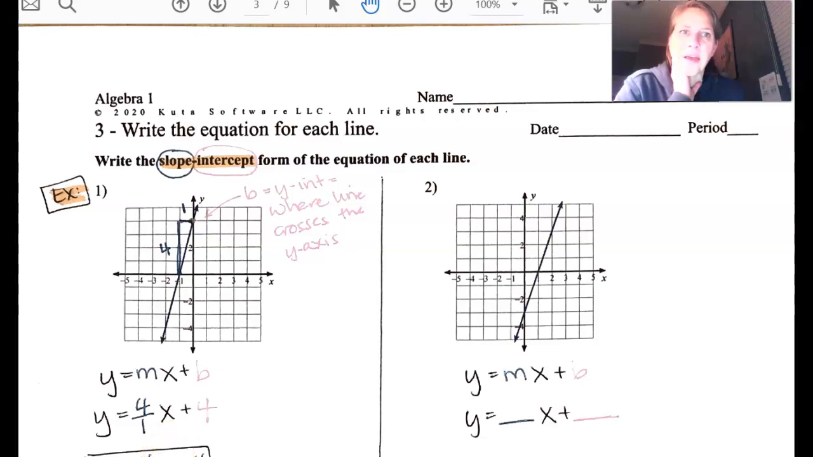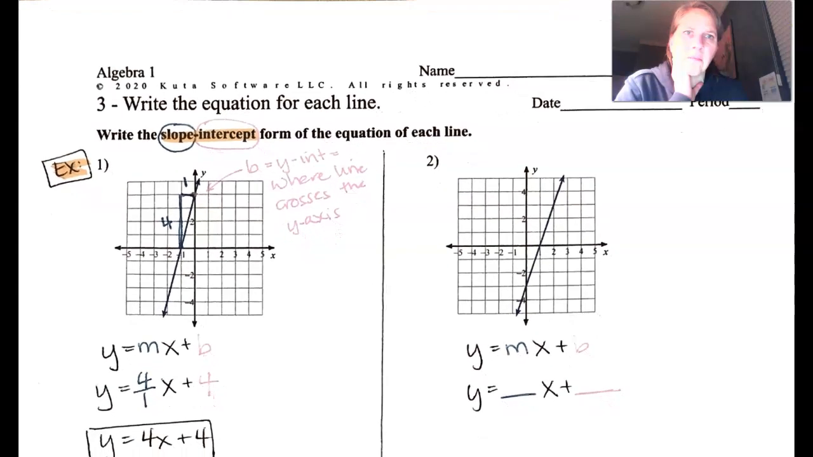Okay, so now we are at number 3. We are at video number 3 of Basics of Algebra, and we are writing the equation for each line.